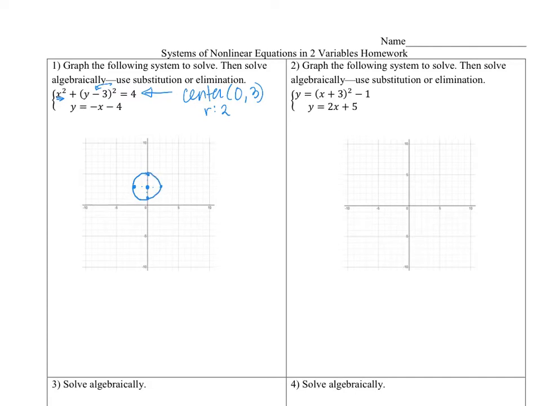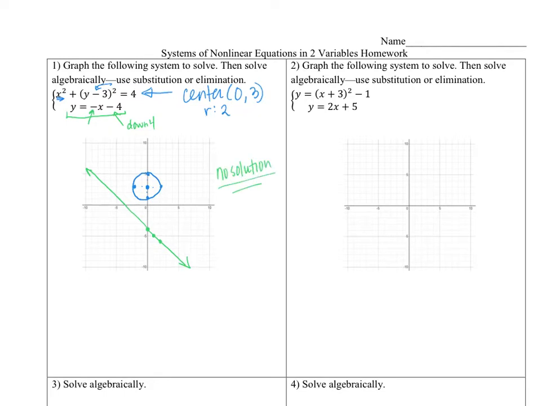Now the other equation is a line, because there's no powers or anything. And it has been shifted down 4, or you can say that the y-intercept is at -4. And then it has been reflected, or you could say that it has a negative slope. So we're going to go down 1, right 1, down 1, right 1. And so if I connect these together, you can actually tell the circle and the line, they don't intersect. So there is no solution.